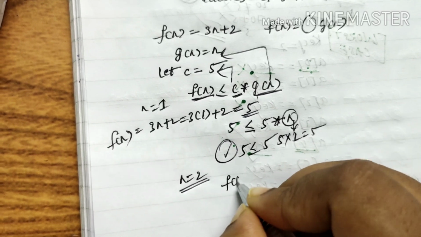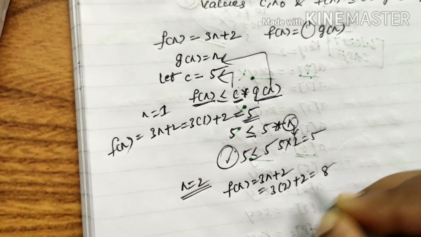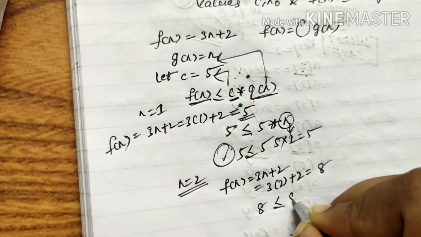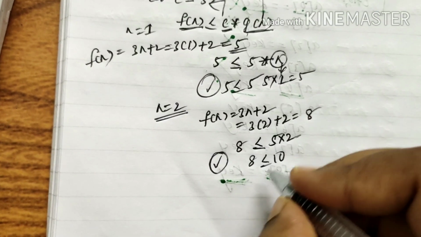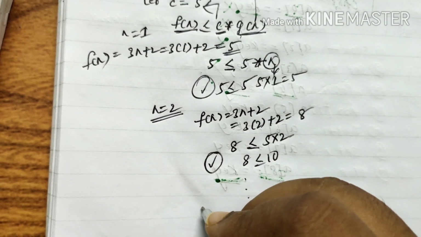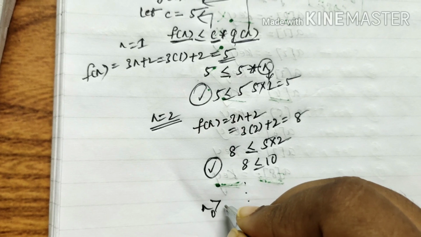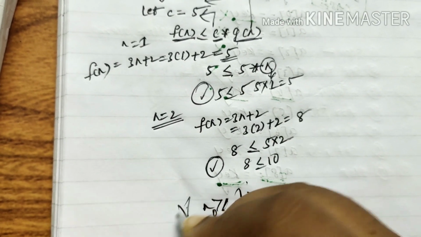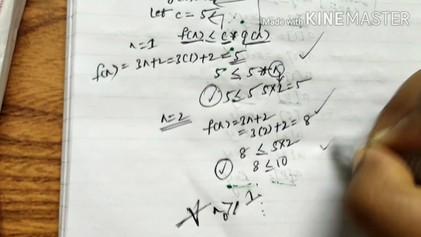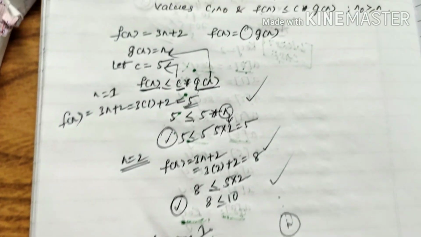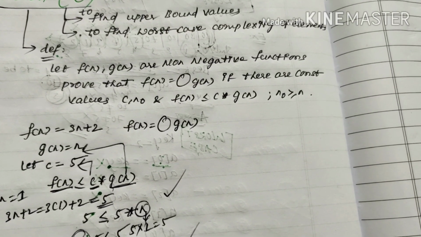Then I am going to check again. f of n equals 3n plus 2. That means 3 into 2 plus 2, which is 8. 8 is less than or equal to 5 into n. n is nothing but 2, so 10. This is also satisfied. I have to check the entire range of values, so I take n greater than or equal to n naught for all, because it satisfies the condition from n equals 1, n equals 2, n equals 3, and so on up to n. This is how we have to check the big O representation for a given question.